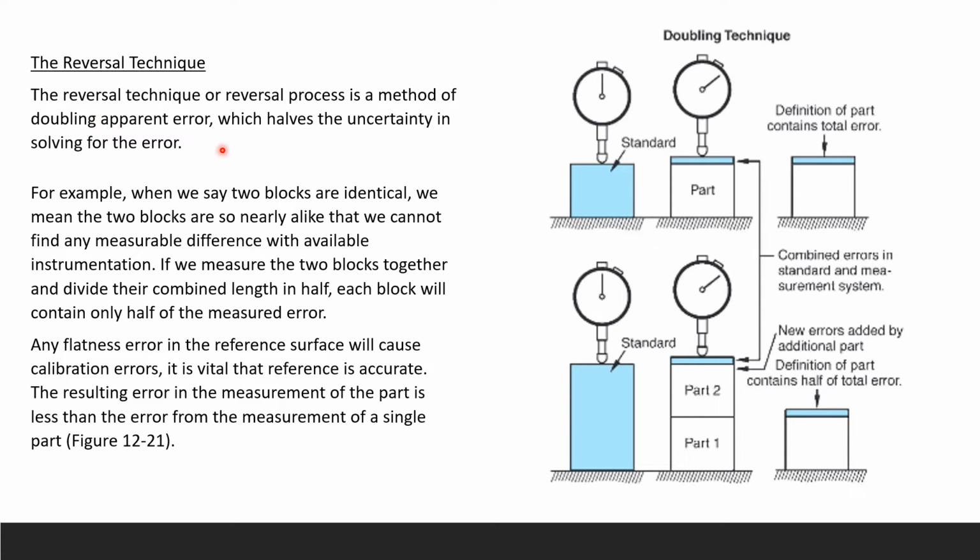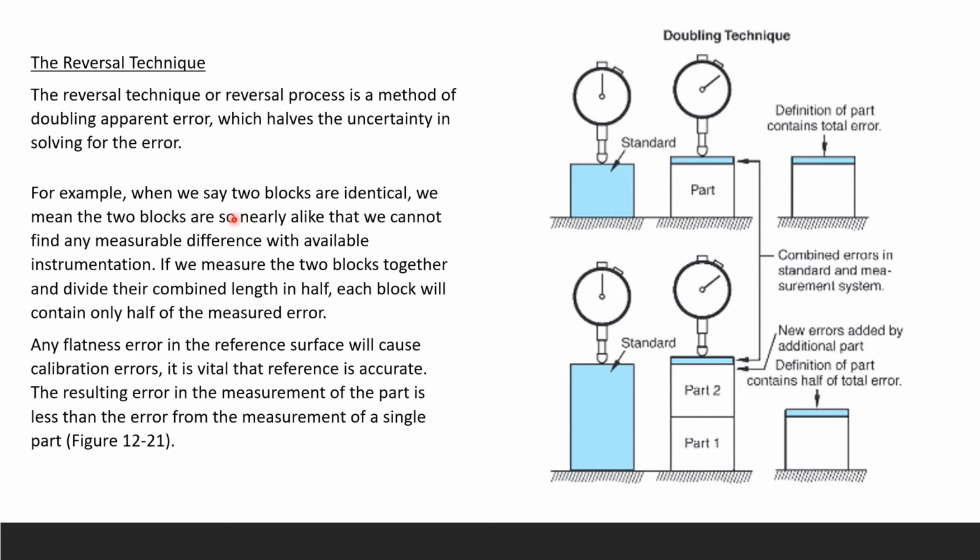The reversible technique, or reversible process, is a method of doubling apparent error, which halves the uncertainty in solving for the error. So even if we double the apparent error, what we're actually doing is taking the uncertainty down by half. Okay, that way we solve for the errors.